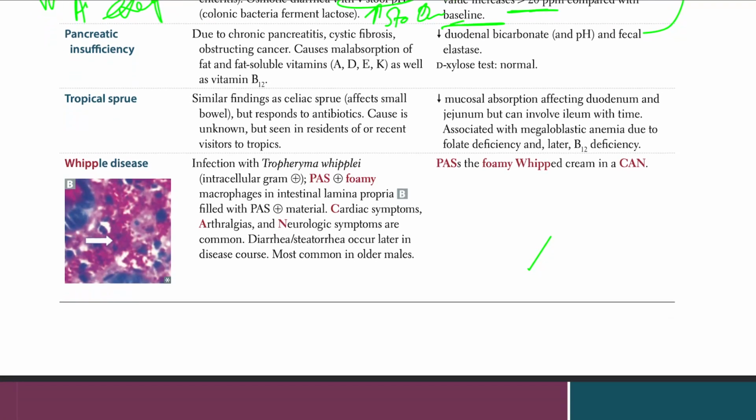Now let's talk about pancreatic insufficiency. In pancreatic insufficiency, it is due to chronic pancreatitis, cystic fibrosis. So why would you have pancreatic insufficiency when you have chronic pancreatitis? It leads to insufficiency. Cystic fibrosis causes chronic pancreatitis, that leads to pancreatic insufficiency. Obstructing cancer again causes chronic pancreatitis, which causes insufficiency later on. So when you have this pancreatic insufficiency, it leads to malabsorption of fat and fat-soluble vitamins A, D, E, K, as well as vitamin B12.